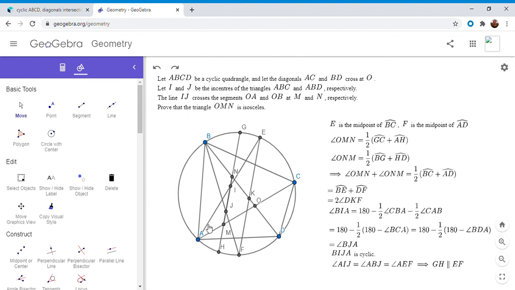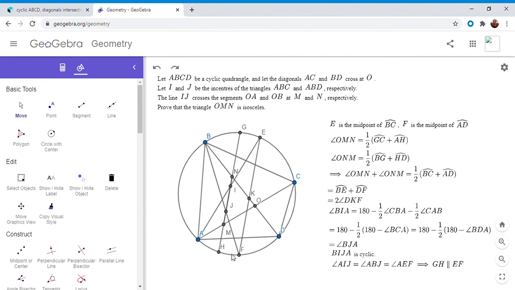So we have angle AIJ is equal to angle ABJ. That's because we just showed that BIJA is cyclic. And ABJ, that's equal to angle ABF. Maybe I could have inserted that here. But angle ABF is equal to angle AEF because ABEF is cyclic and they intercept equal arcs. So if angle AIJ is equal to angle AEF, that means IJ is parallel to EF, or in other words, GH is parallel to EF. And so now we're almost there, basically.